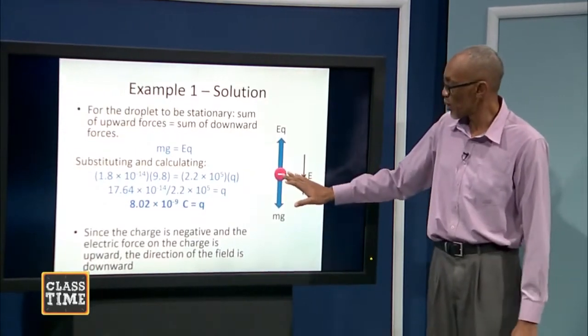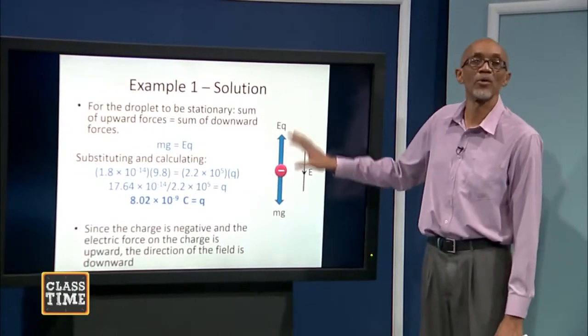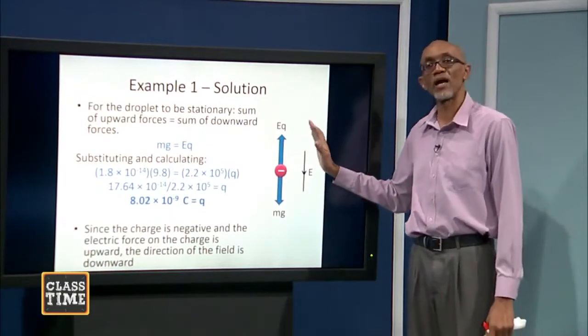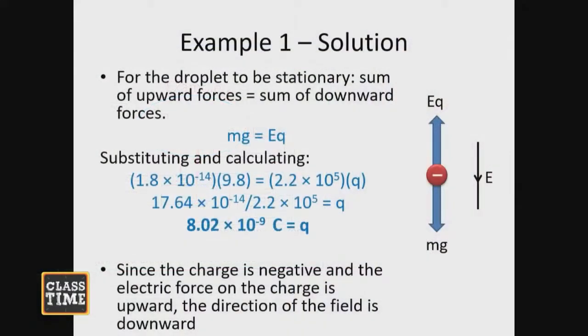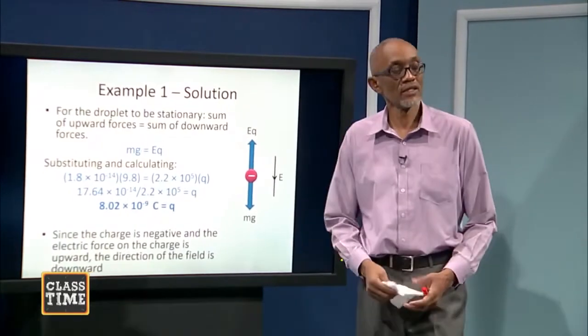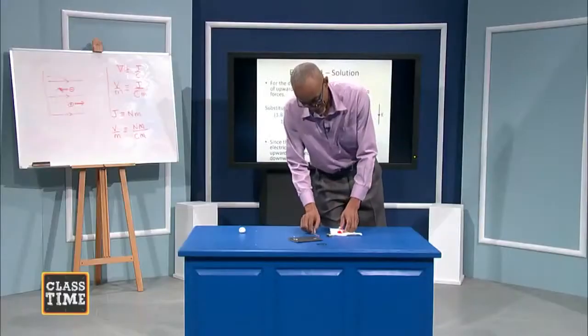If the charge were positive, then this can't happen with a downward field. If the charge were positive, then the electric field would have to be upward, and then that will cause this balancing to happen. All right? So that's example 1.